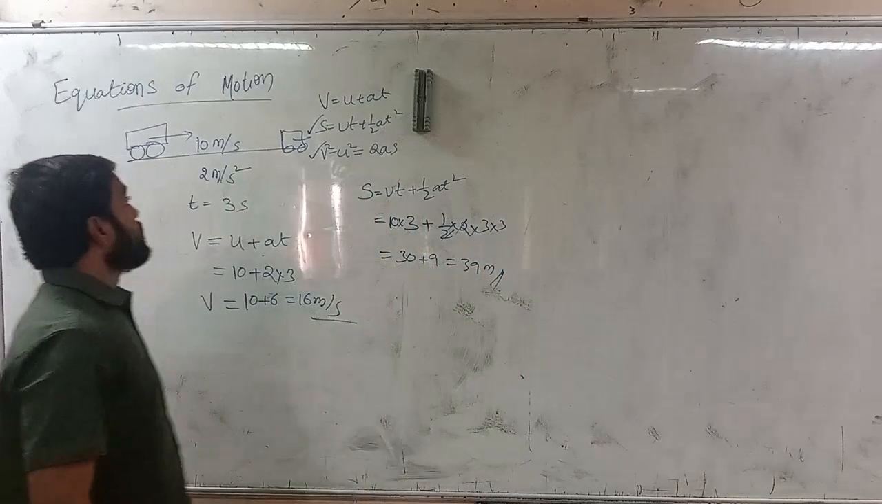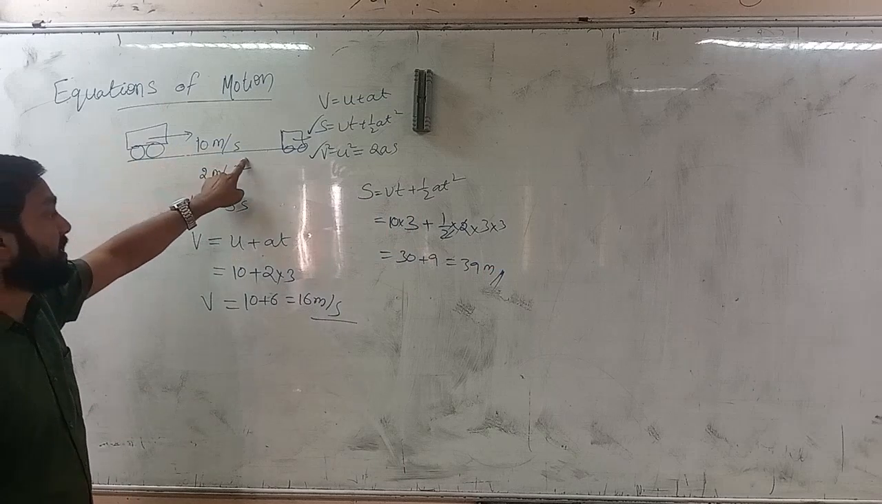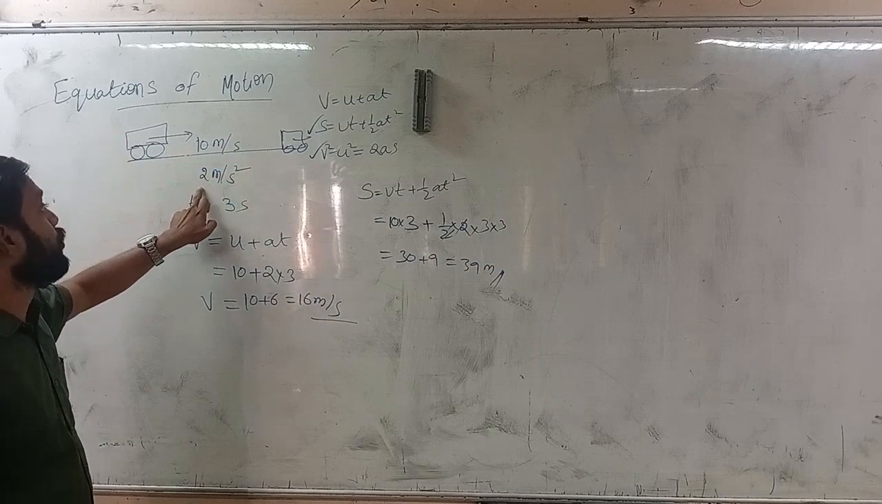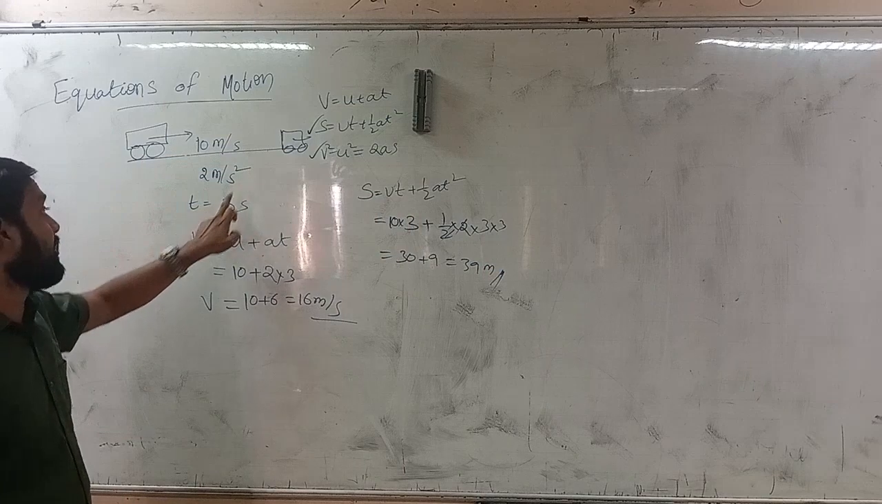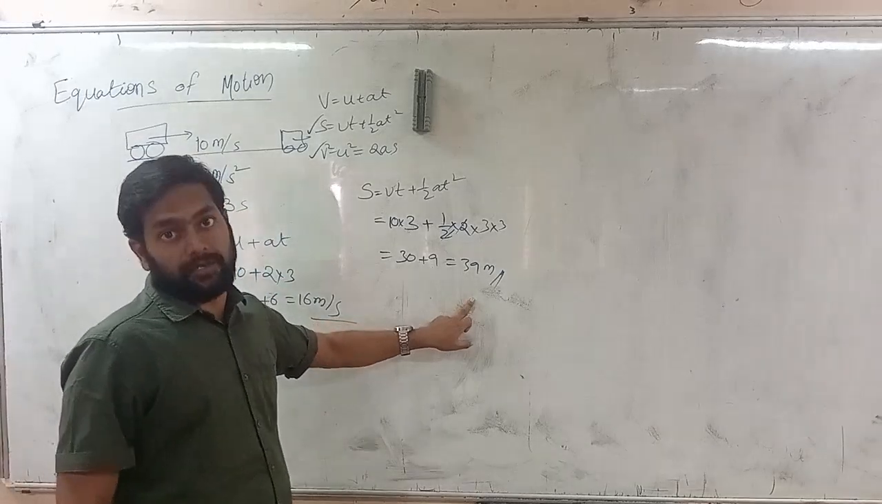So when an object has an initial velocity of 10 meters per second and an acceleration of 2 meters per second square, after 3 seconds the object will move 39 meters.